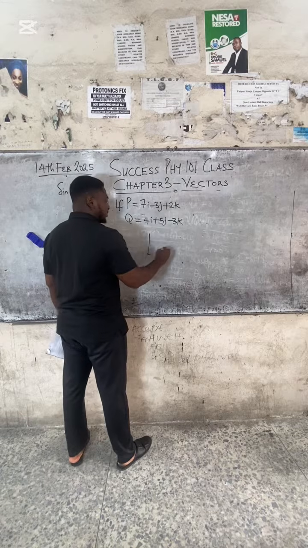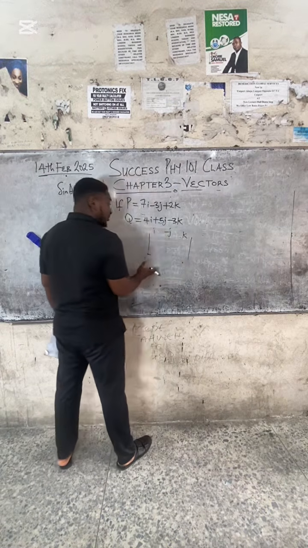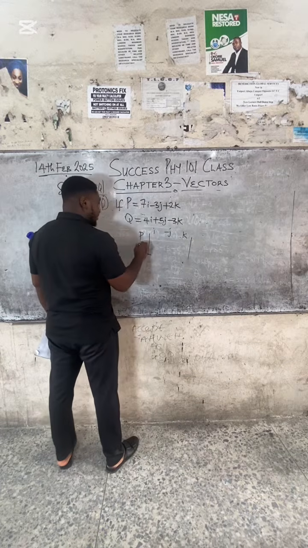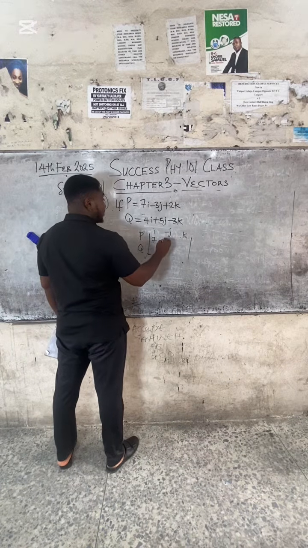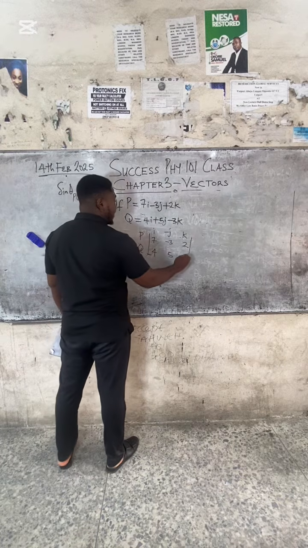Let me use a matrix quickly. I, minus J and K. Thank God I don't want to explain, I've taught you cross products, so I can just solve as if I'm in an exam. P is 7, minus 3, and 2. Q is 4, 5, and minus 3.